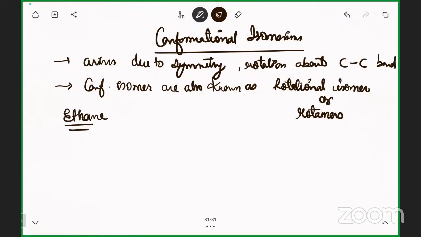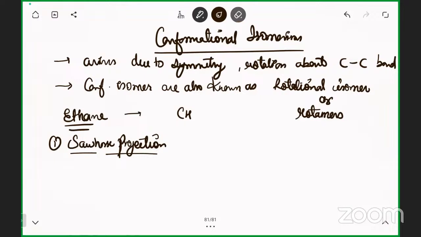In the ethane molecule, the first conformation we will make is the sawhorse projection. See how the sawhorse projection is made. First of all, make the basic structure of ethane. It will be C, H, H, H, H, H, and here H. This is C2H6. This is the basic structure.